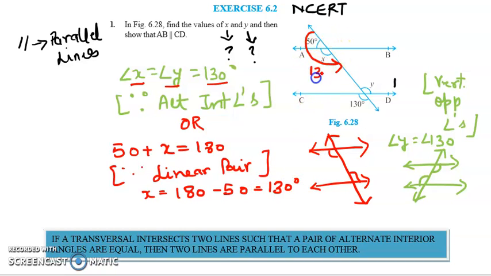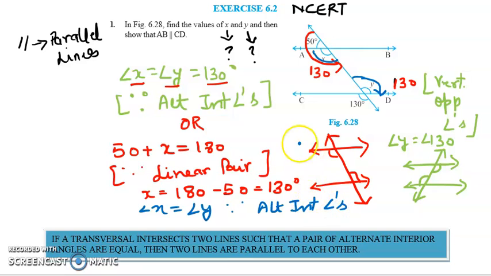So now this is 130. If this is 130, this y will also be 130, right? This x will be equal to this y, 130 degree. Angle x will be equal to angle y because alternate interior angles. So this means our first part of the question was saying find the values of x and y. So what is the value of x and y? x and y are both equal.